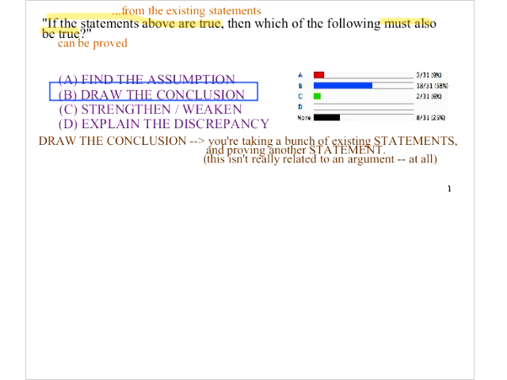Whereas the way you can tell this is not an assumption question is that if it were find the assumption, it completes an argument. You know, it finishes off an argument.